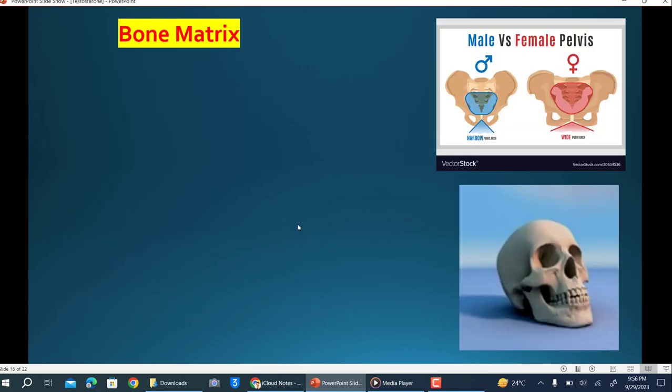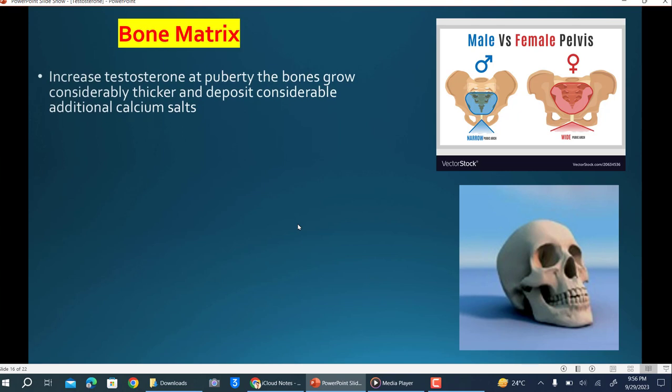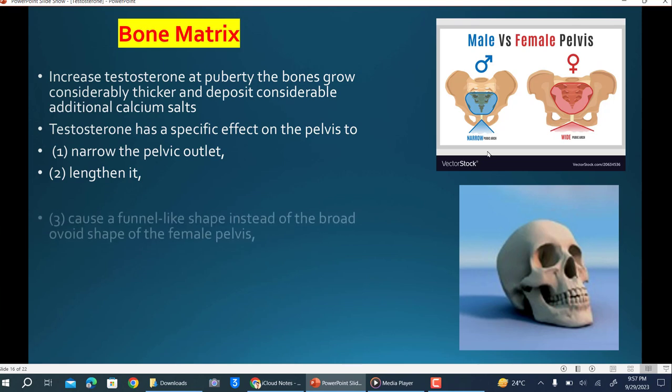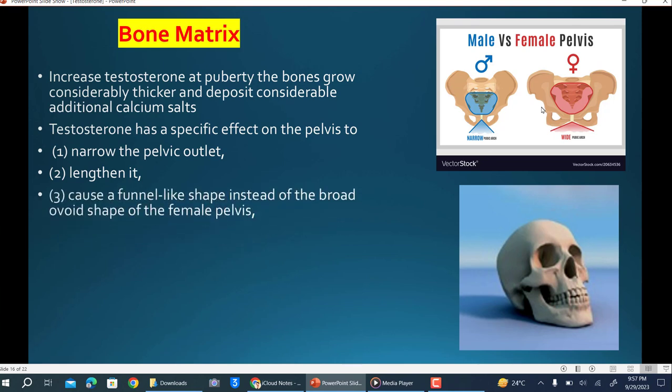Bone matrix. With increased testosterone at puberty, the bone grows considerably thicker and deposits considerable additional calcium salt. Testosterone causes deposition of calcium in the bone. Testosterone has a specific effect on the pelvis to narrow the pelvic outlet. Here you can see the male pelvis, which is narrower than the female pelvis. It is lengthened; the length is more than the female pelvis. It causes a funnel-like shape instead of the broad oval shape of the female pelvis. This is a funnel shape and this is broad.